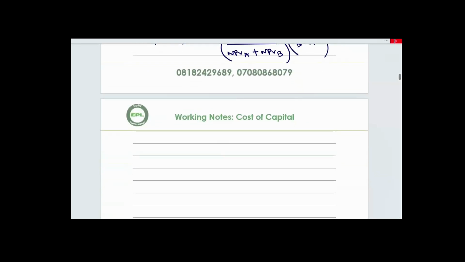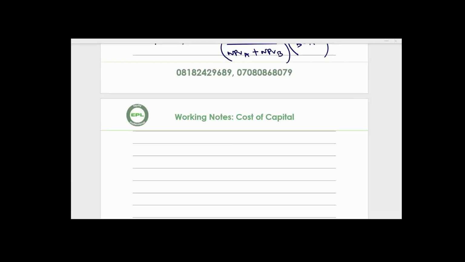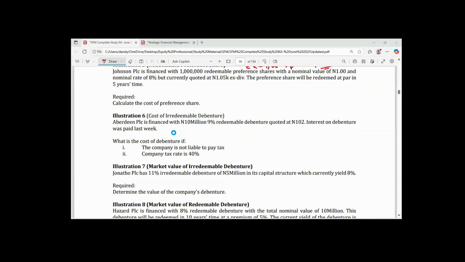So let's look for a short example to demonstrate that. Let me stop sharing. Okay. Let's see.